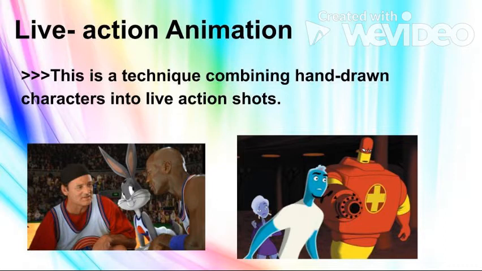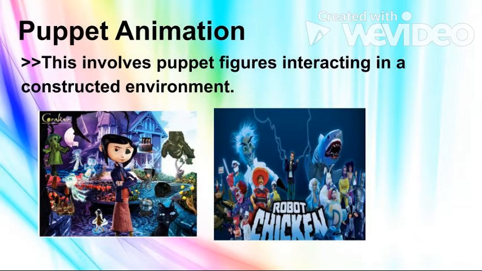Next, we have puppet animation. Obviously, puppet. This involves puppet figures interacting in a constructed environment. Again, this involves stop motion puppet figures. The puppets have an armature inside of them to keep them still and steady, as well as to constrain their motion to particular joints. Best example number one is Coraline, the first one, that's a girl, so we can say it's a puppet. And the other one is the TV series Robot Chicken, US 2005, if you saw this one already.